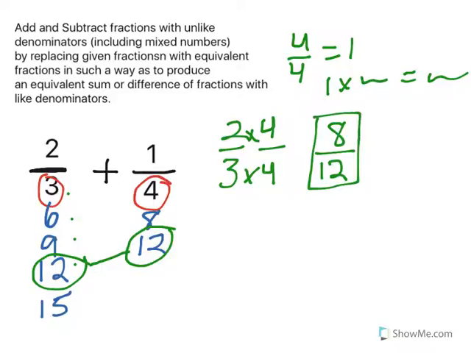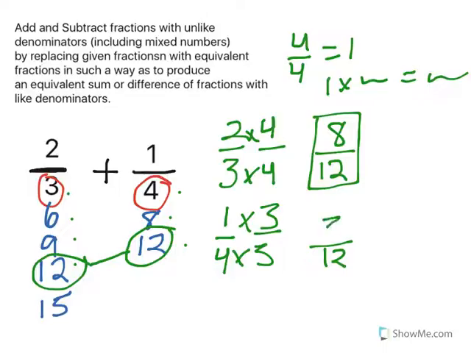Now we look at 1/4. We had to do 1, 2, 3 multiples to get to 12, so we have 1/4. We multiply by 3. Whatever we do to the bottom, we got to do to the top, times 3. So we have 4 times 3, which is 12, our like denominator, and then 1 times 3 is 3. So that's our new fraction for the right.